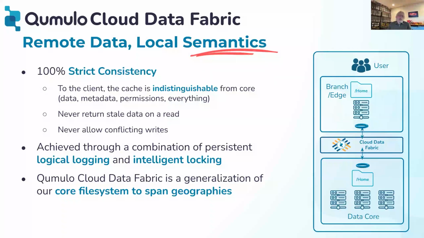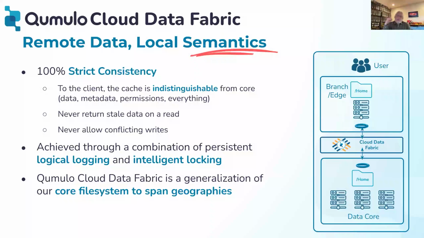So to reiterate, data read on an edge cache is indistinguishable from data read on the core. It'll have the same metadata, the same permissions, the same data, of course. It'll have the same file ID. It looks as though it is exactly the same data. The way that we actually achieve this is through a combination of logical logging and intelligent locking.